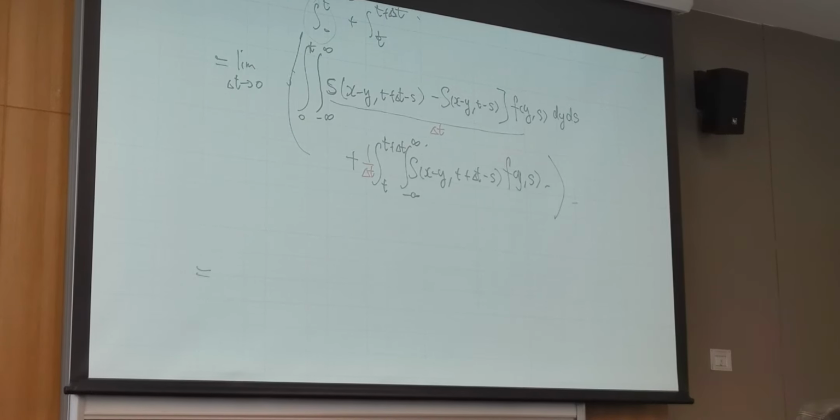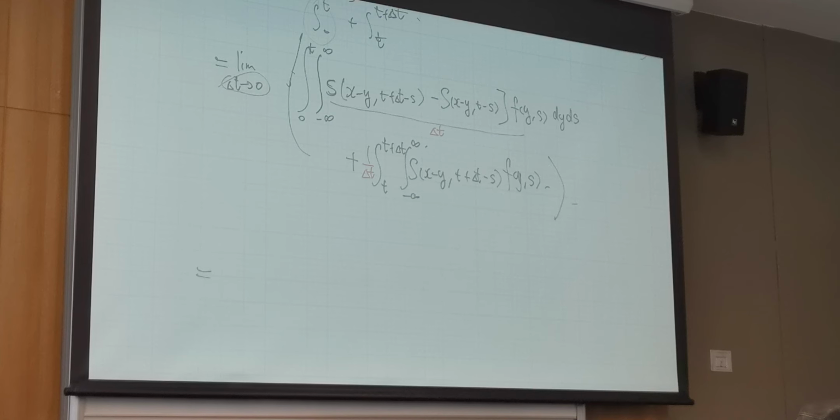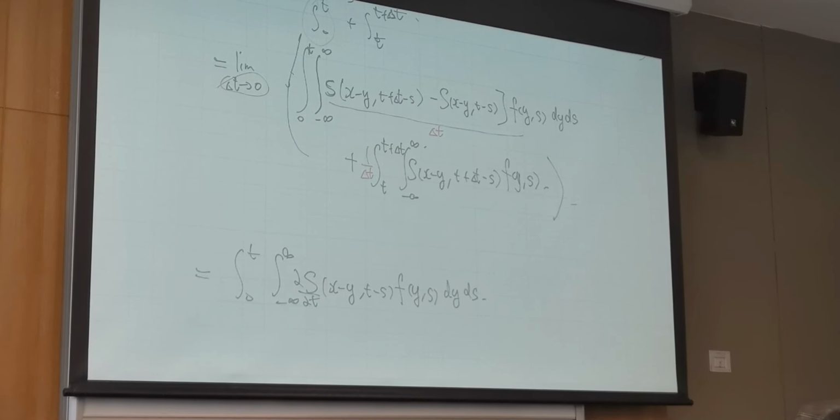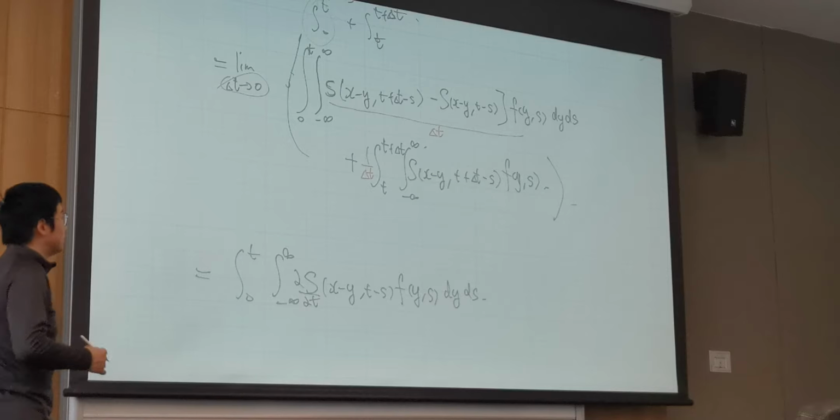When we take the limit, when delta t goes to 0, the first term is going to become the integration from 0 to t, and then from negative infinity to positive infinity, partial s partial t of x minus y, t minus s, f(y, s) dy ds. This is the first term, right? What about the second term?